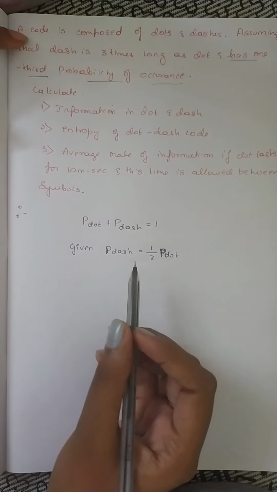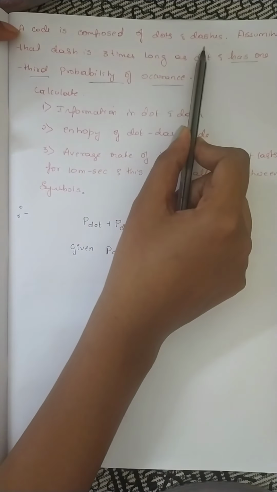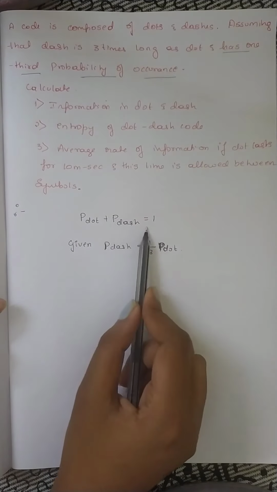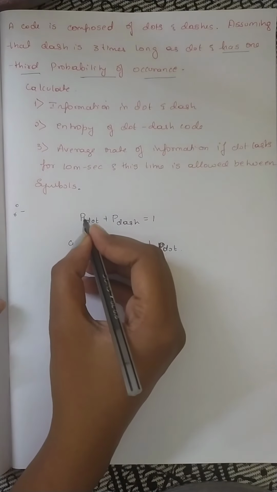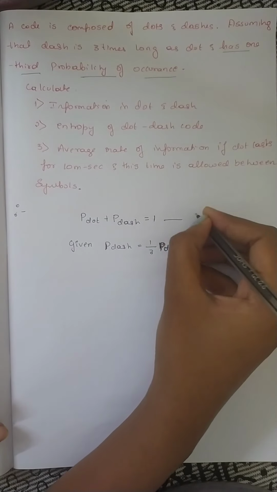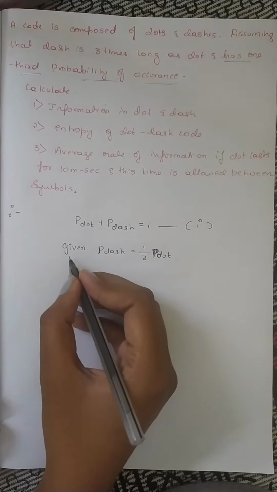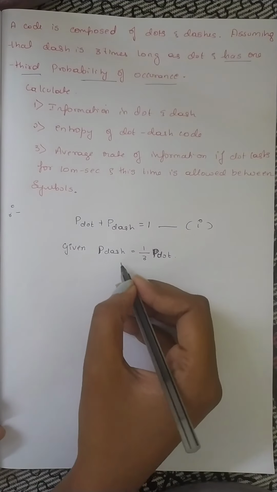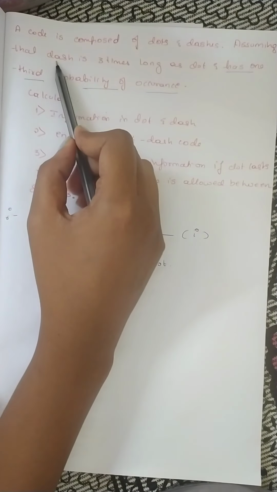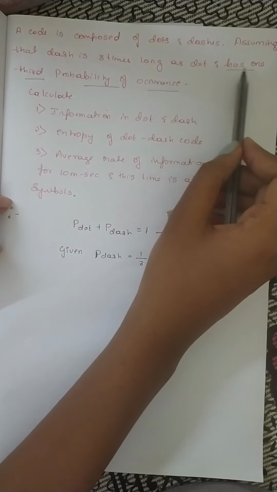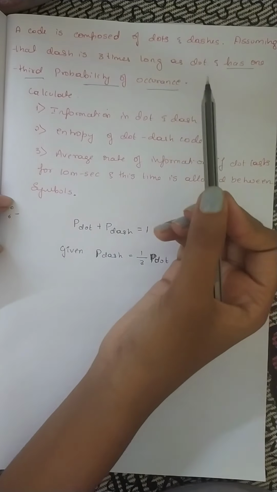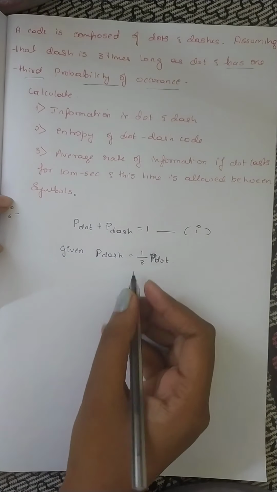In the question it's given that a code is composed of dots and dashes, right? So since only dots and dashes are present, we can write probability of dot plus probability of dash is equal to 1. I'll take this equation as 1. Next what is given is, assuming that dash is 3 times as long as dot and has 1/3 probability of occurrence, it means that P dash is equal to 1/3 of the probability of P dot.